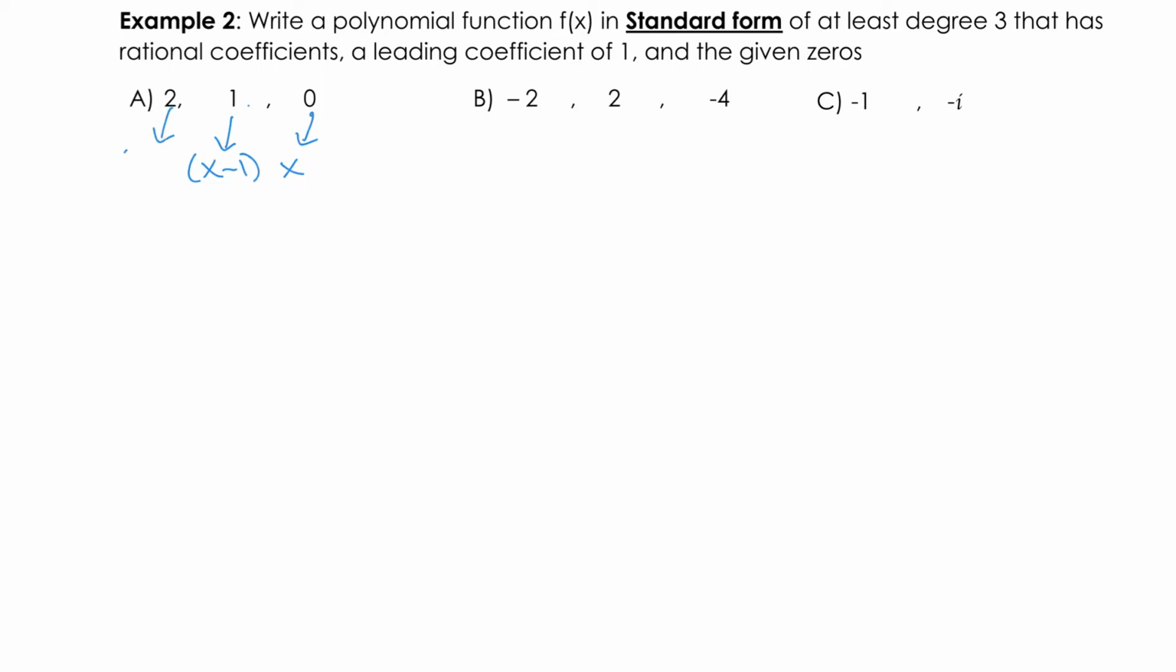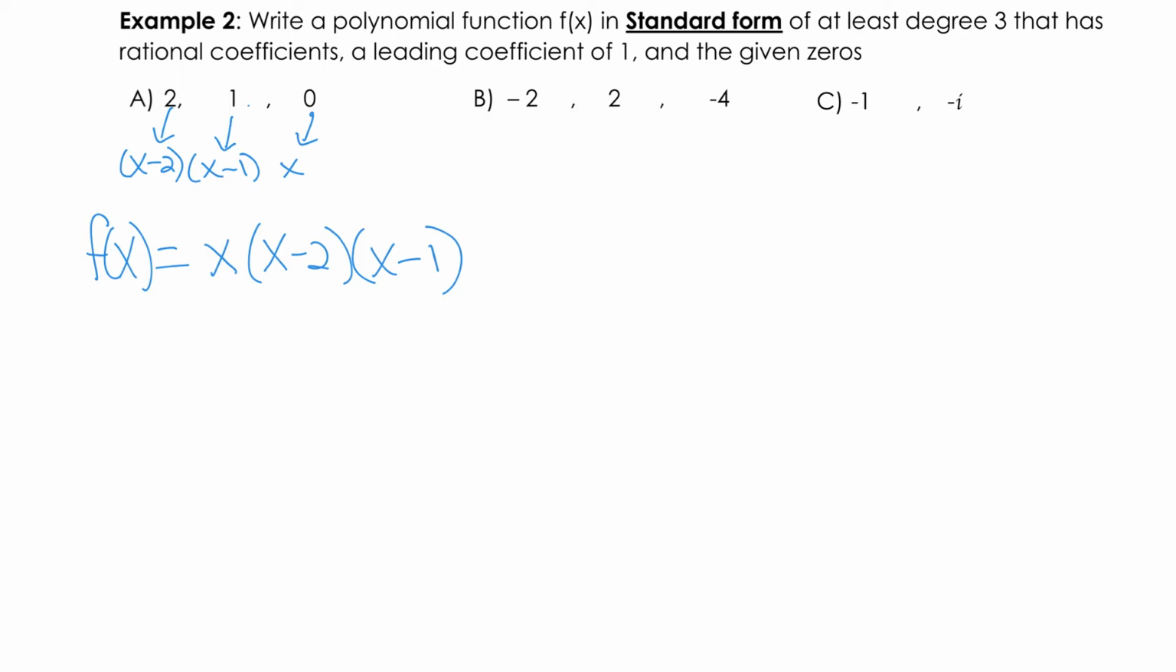And this is going to give me a factor of x minus 2. Okay, so let's write that out. We're going to have f of x equals, now generally we put the x first, and then the binomials, x minus 2 times x minus 1. Well, to write it in standard form, you just have to multiply that out.